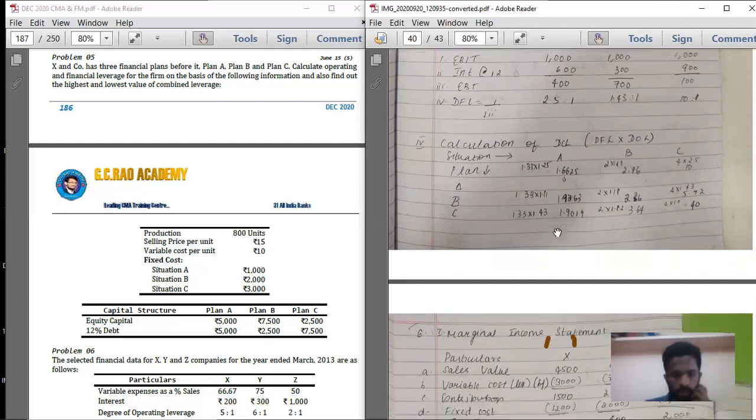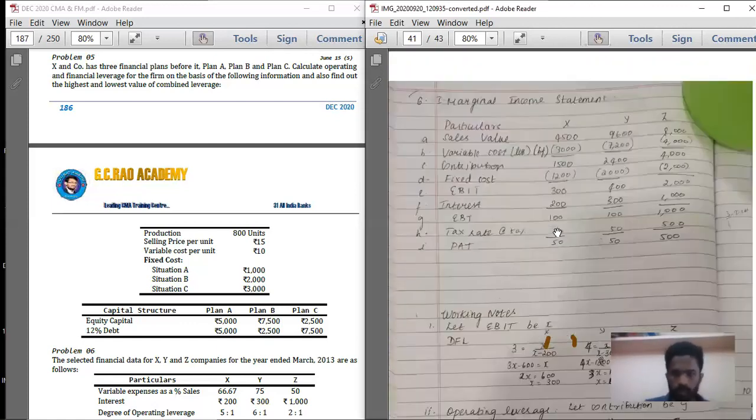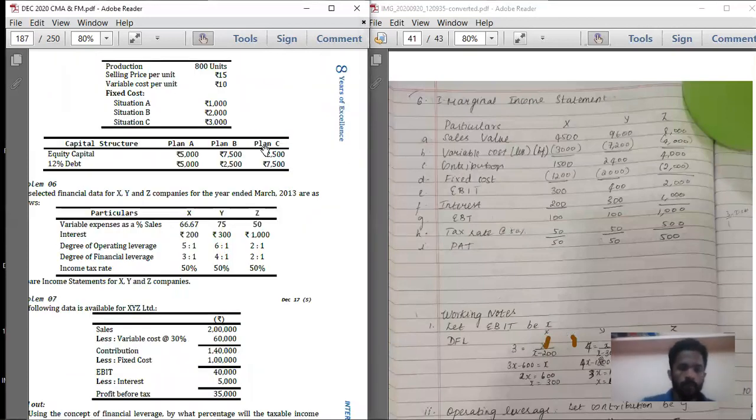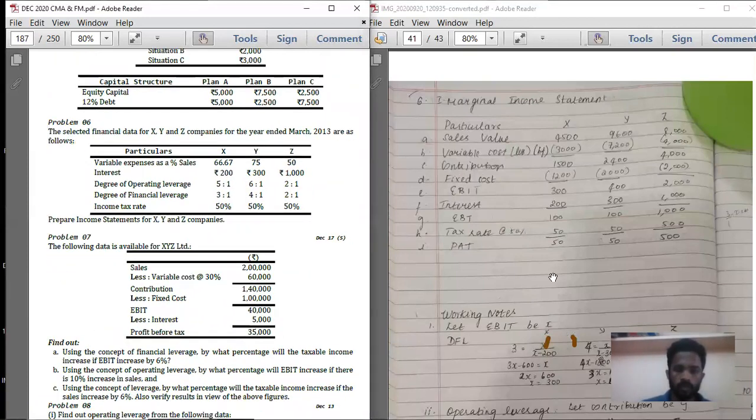Done. With this we have completed problem number 5. Problem number 5 is over. Moving on to problem number 6. Problem number 6 is a very easy problem. What you have to do is use the leverage ratios in order to find the marginal income statement. It's simply like reverse working. That's all.